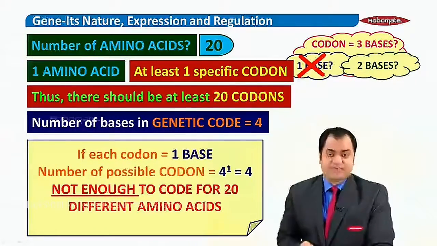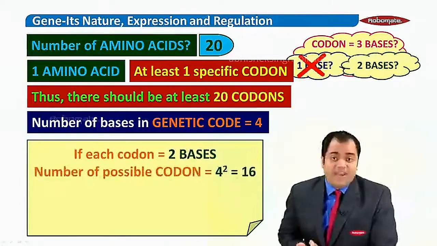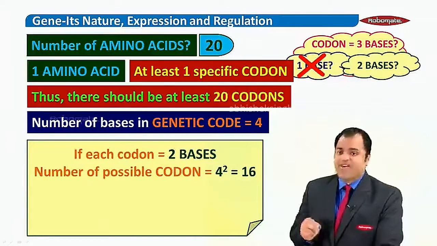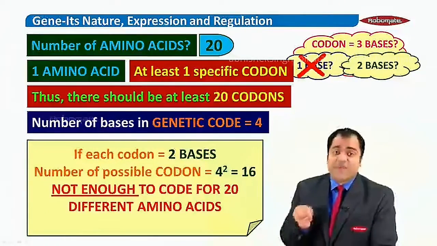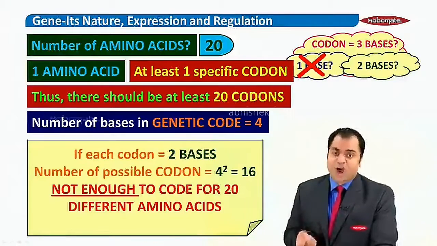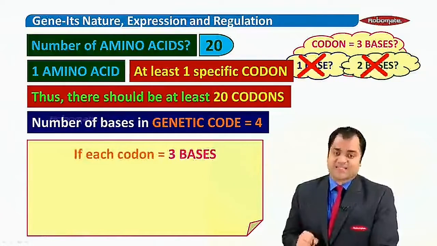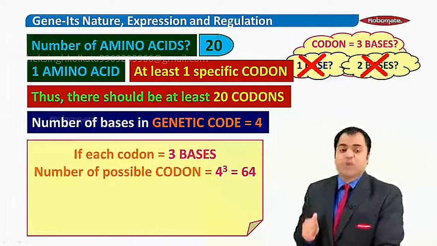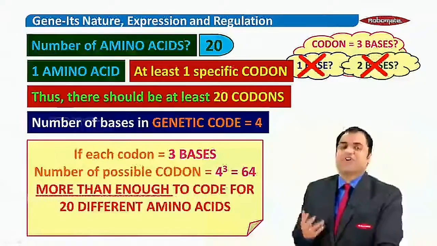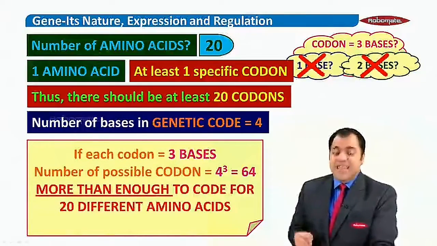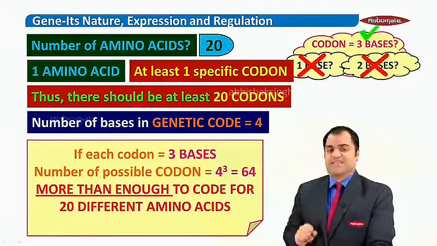Let us see the next scenario. Now the next scenario is if each codon had 2 bases. Then how many codons would be possible? 4 squared, or 16. Once again, it is not enough to code for 20 different amino acids. So 1 codon cannot be 2 bases either. Finally, if 1 codon was 3 bases, then what would you get? The number of codons would be 4 cubed, which is 64. And 64 is more than enough to code for 20 different amino acids. And that is why Gamow suggested that 1 codon is made up of 3 bases, and not 1 and not 2.